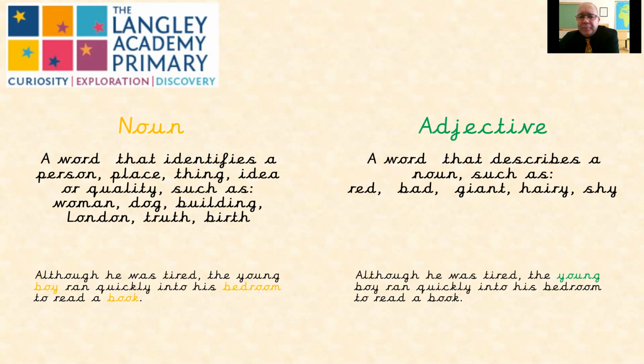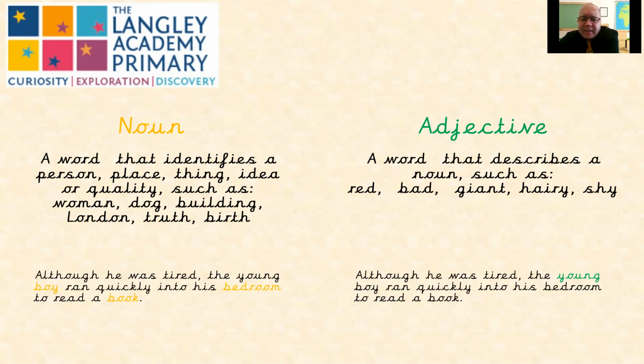I've done that before. And the same with this one, an adjective. An adjective's a word that describes a noun. Words like red, bad, giant, hairy, shy. I encourage you to use good adjectives in your writing to help paint a really clear word picture for the reader. Adjectives are really helpful in making the image more specific, more detailed.